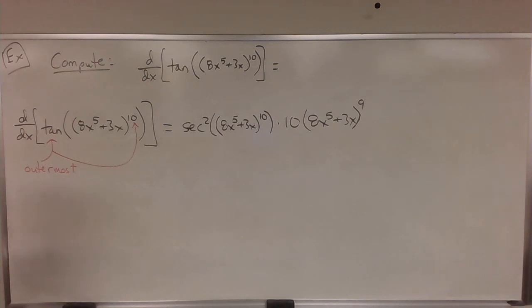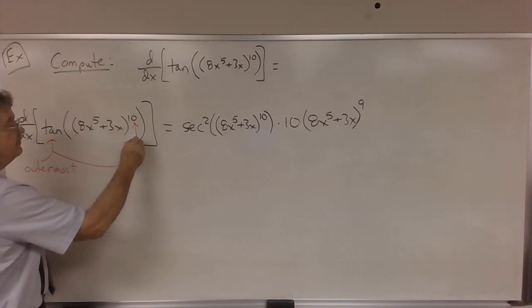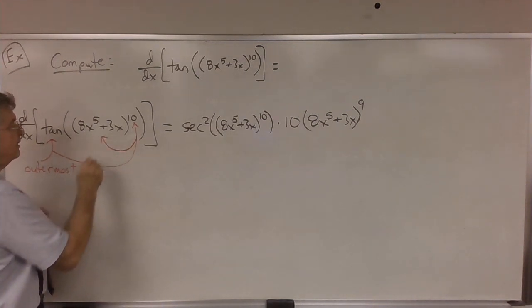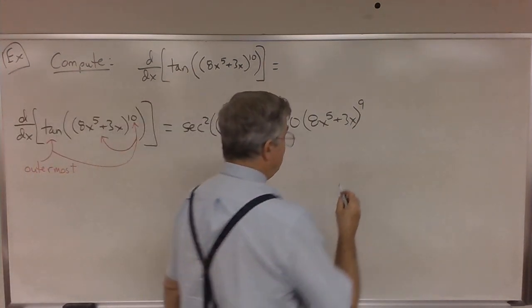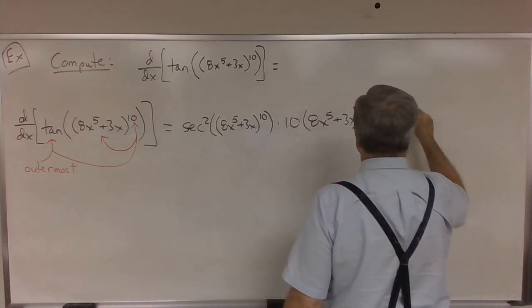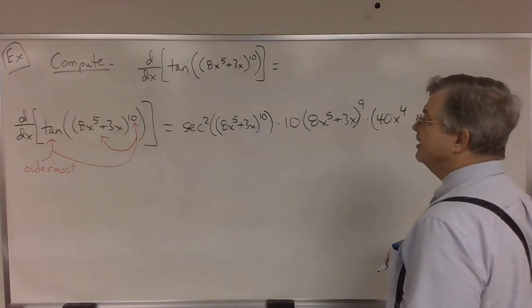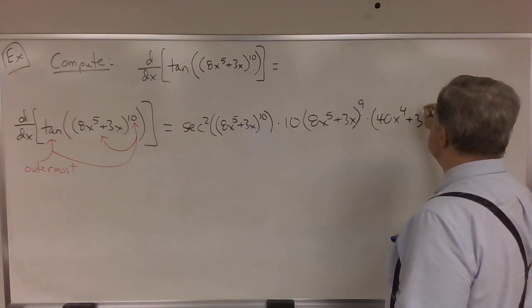Beautiful. And then what do we do? We keep on going till we hit the innermost function, right? And here it is, the inner function. So now we multiply by the derivative of the inner, 40x to the 4th plus 3.